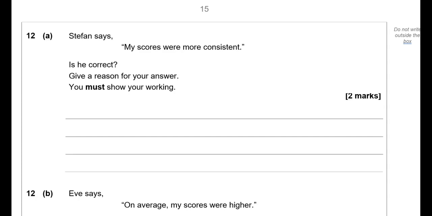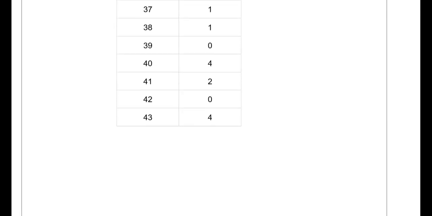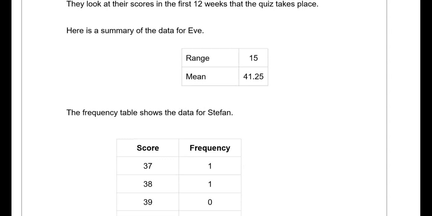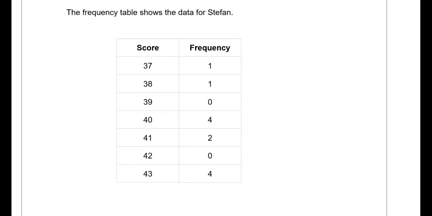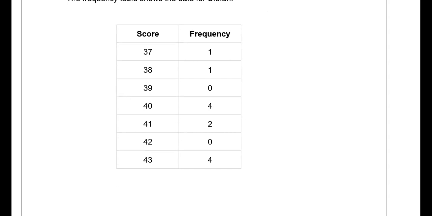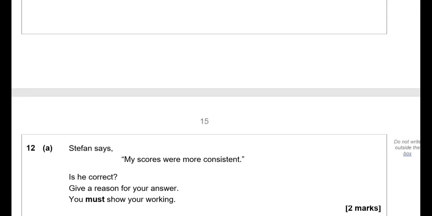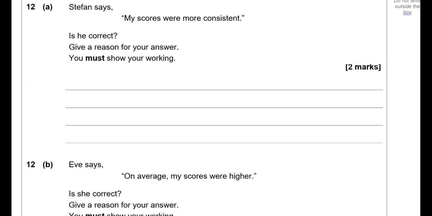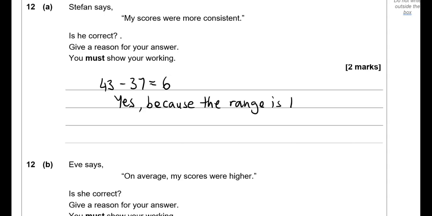Being more consistent means having a lower range. So if we have a look at them, range is 15 for Eve, and for Stefan that is highest is 43, lowest is 37. So we'll do 43, take away 37, gives us 6. So we're going to say yes, he's correct, because the range is lower.